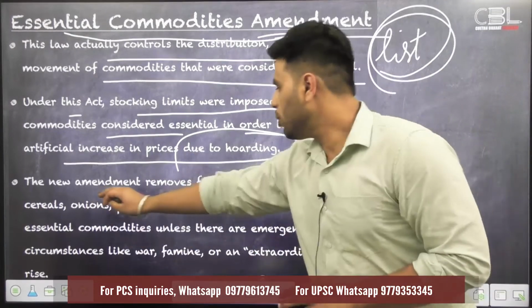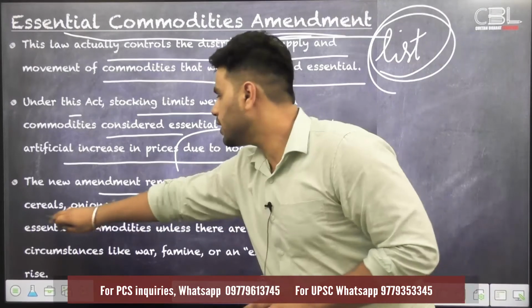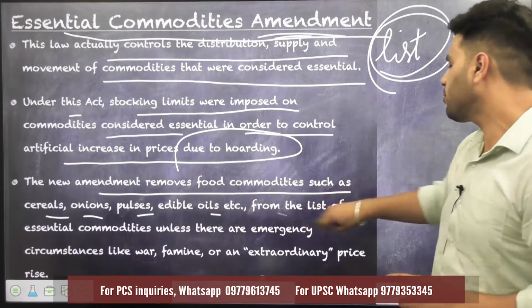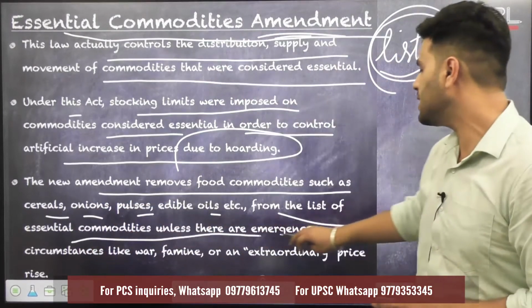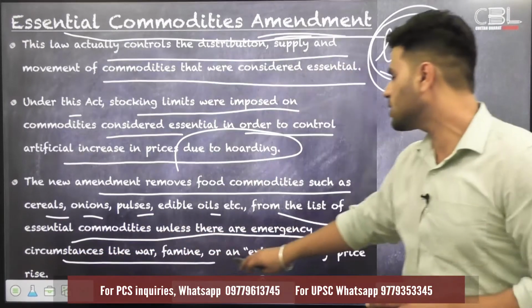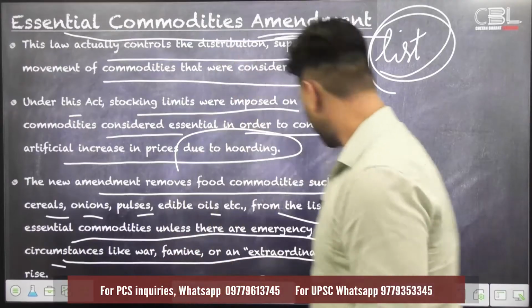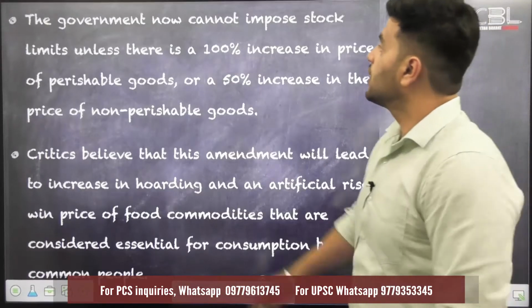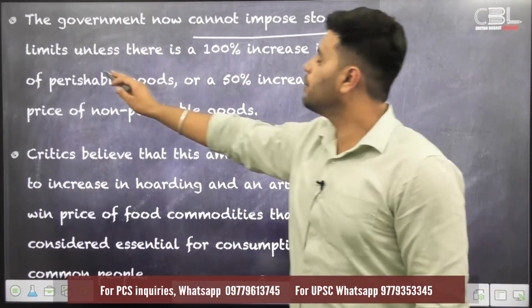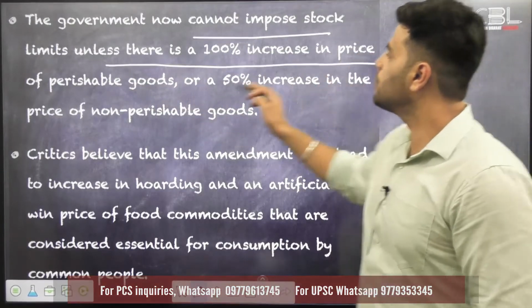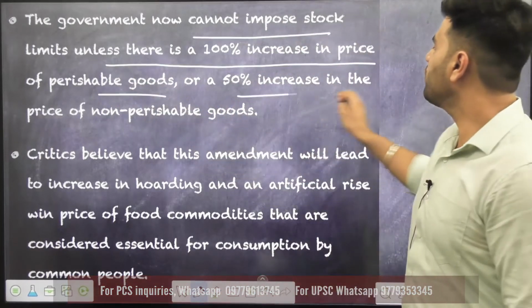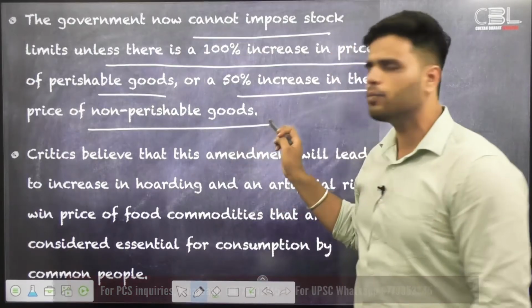Okay. The new amendment removes food commodities such as cereals, onions, pulses, edible oils, etc. from the list of essential commodities unless there are emergency circumstances like war, famine, or extraordinary price rise. The government now cannot impose stock limits unless there is a 100% increase in the price of perishable goods or a 50% increase in the price of non-perishable goods.